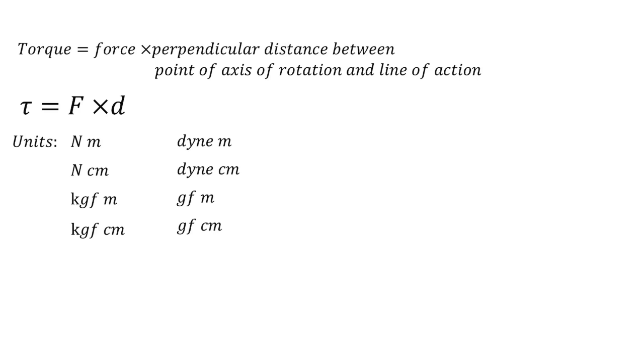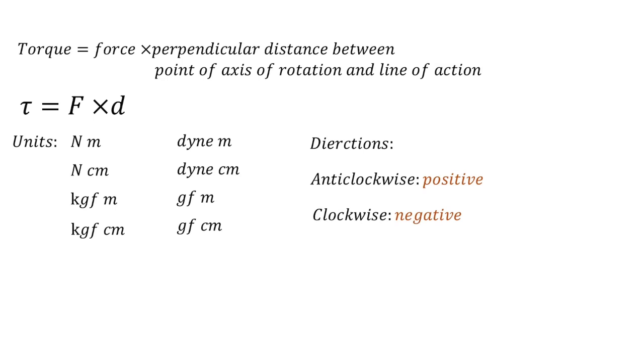Now torque is a vector quantity, so we also must mention the direction in the final answer. There are two directions of the torque, anti-clockwise and clockwise. Anti-clockwise torque is taken as positive and clockwise torque is taken as negative.